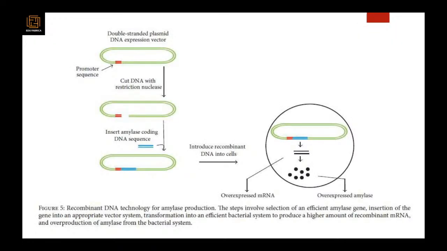Now, to increase production of amylase, what you do is you have a double-stranded plasmid and you cut it with a restriction endonuclease. Then you add the amylase coding DNA, and this has been inserted in the plasmid, leading to the production of higher overexpressed mRNA and hence overexpressed amylase at the end.